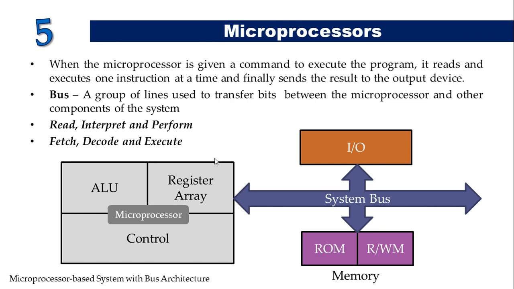So we have terms or phrases to describe the operation of microprocessors, for example, read, interpret, and perform. This means our microprocessor will read the program, interpret the instruction, and then perform according to its interpretation. We also use these phrases: fetch, decode, and execute. So the microprocessor will fetch the command, decode the command, and then execute. Those are the terms we use. Okay? So let me define what the parts here are.